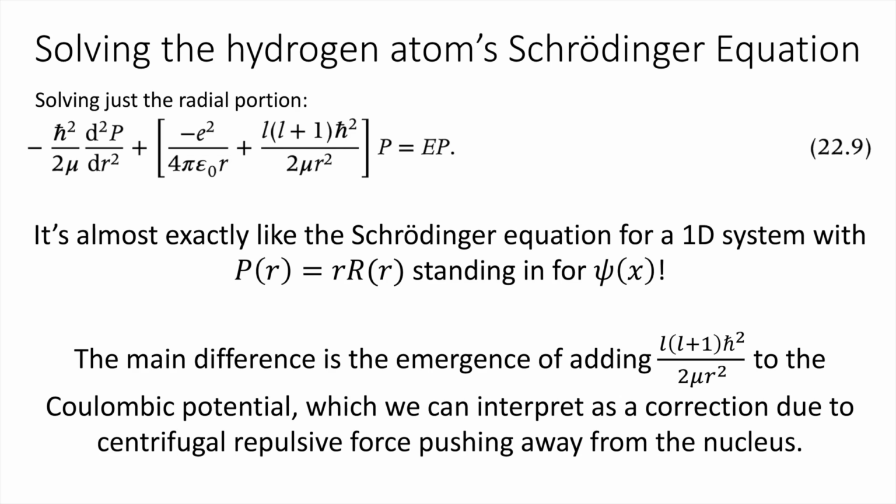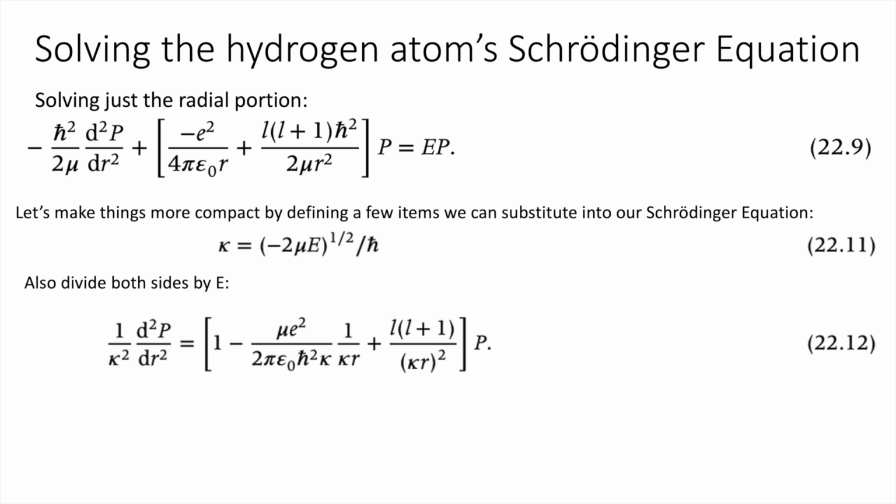We can think of it as being due to the centrifugal repulsive force that's pushing it away from the nucleus. So the charge is attracting it, but the centrifugal force is pushing it away. So it's having a weakening effect. This has a really nice form in that we can justify it to ourselves like this. And of course, we can also find more compact ways of writing this as well.